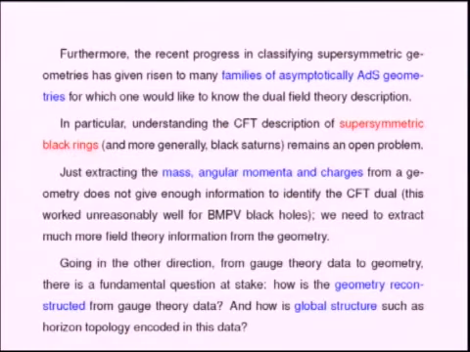So it's clear that now we have many more black objects, black rings. We've got to get much more field theory information precisely from the geometry to understand what's going on. Of course, this is all talking about taking a geometry and extracting gauge theory data. Going in the other direction, I give you gauge theory data, and this somehow reconstructs space-time. This is holography. There's a very fundamental question at stake. How is the geometry reconstructed? And in particular, how is global structure such as horizon topology encoded in this data?